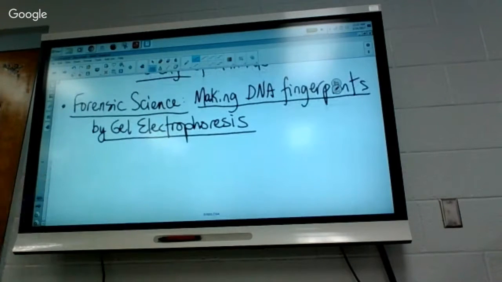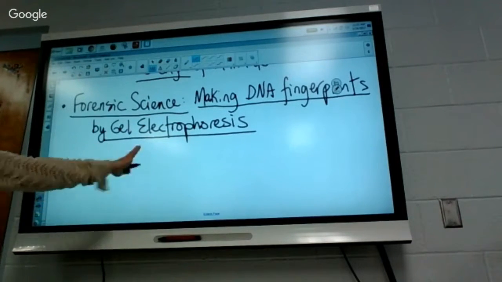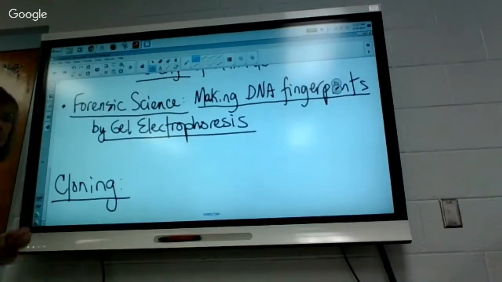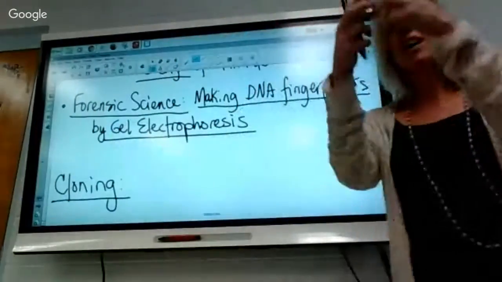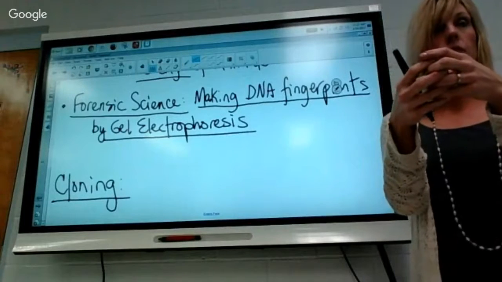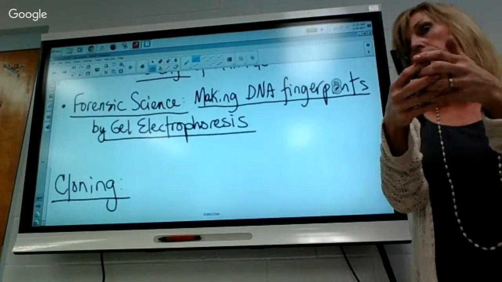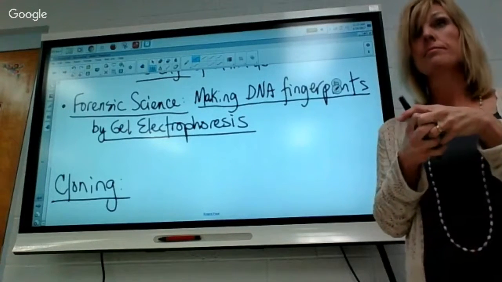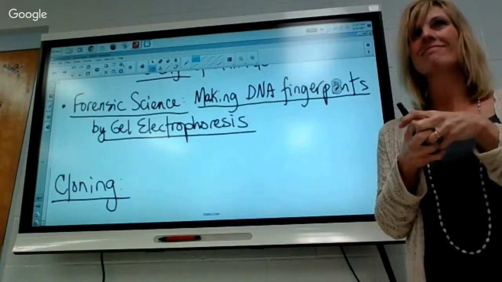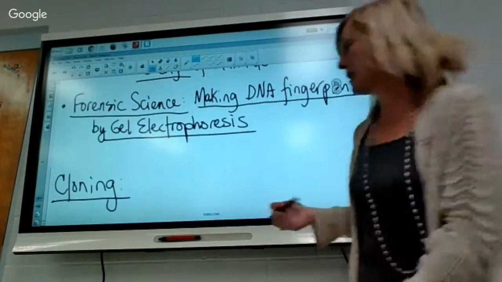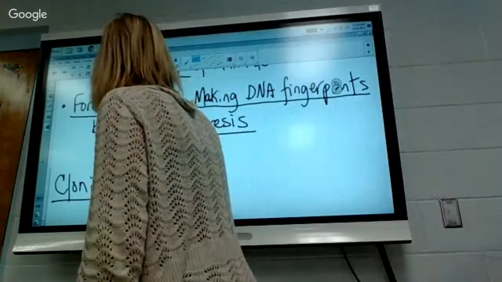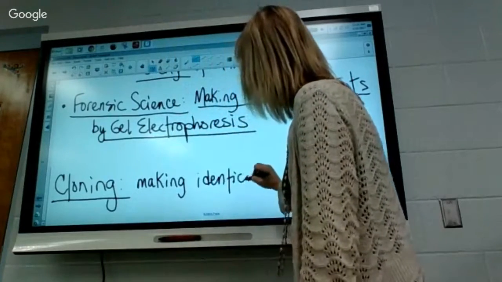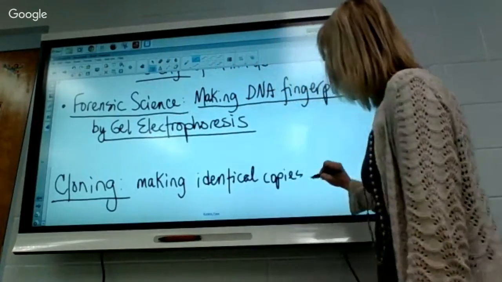All right, the next one is cloning. Skip a little space and cloning. So this is actually making genetic copies of an organism. This would be like cloning sheep, or the first mammals cloned, cows. I read an article about that. So cloning is making identical copies of an organism.